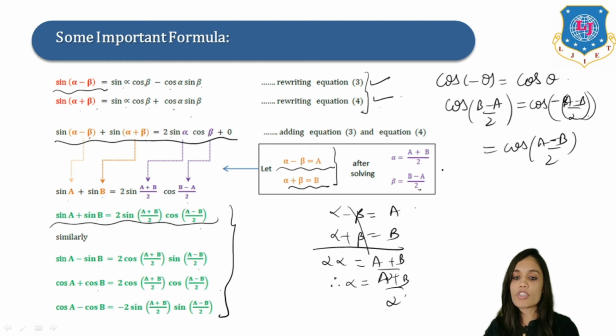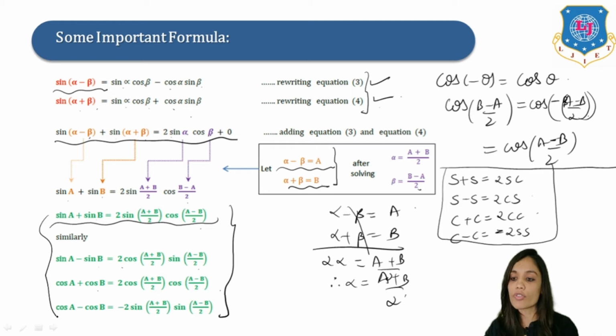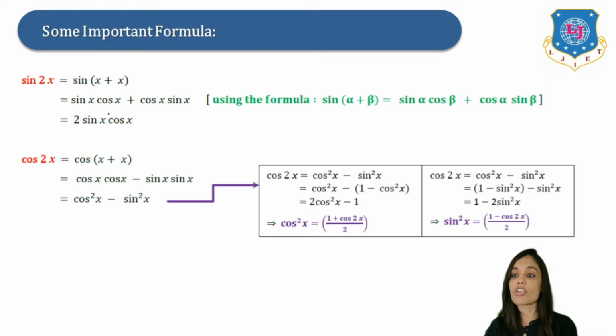You can remember these formulas using a simple technique, that is S plus S can be written as 2SC. Similarly, S minus S can be written as 2CS. You can see 2CS. Next, C plus C can be written as 2CC. And lastly, C minus C can be written as minus 2SS. Okay, so this is a simple technique to remember all these four formulas. Fine. So now let us go to our next set of formulas.